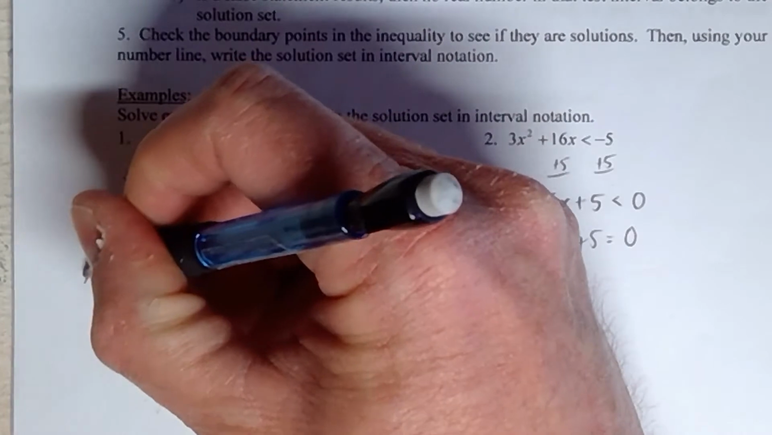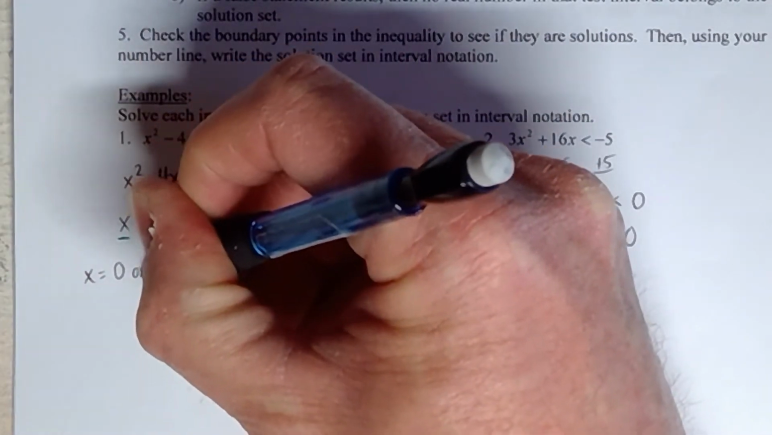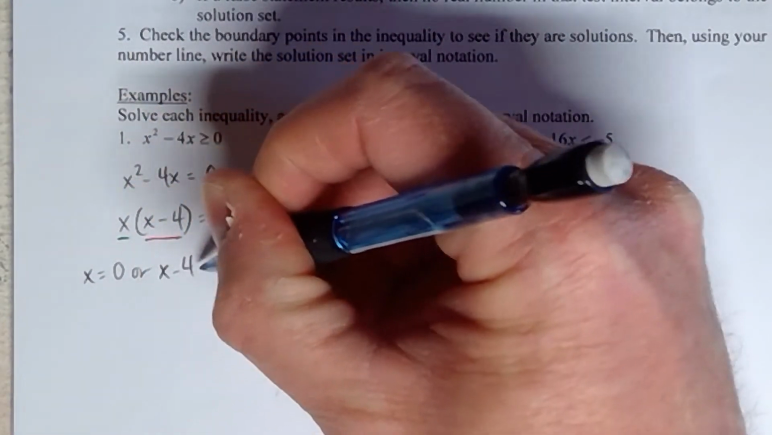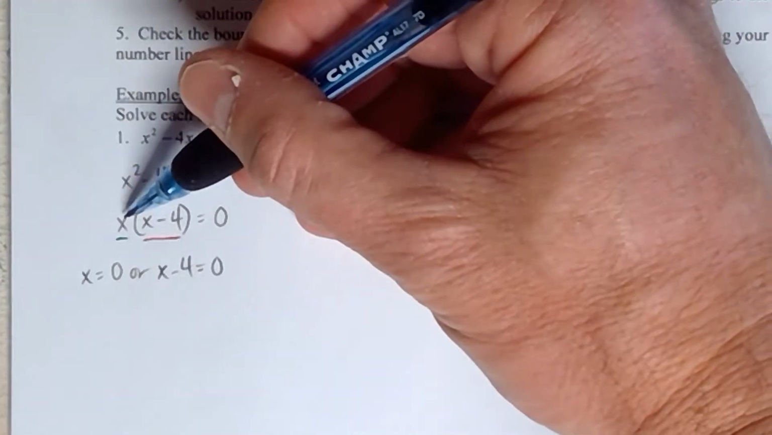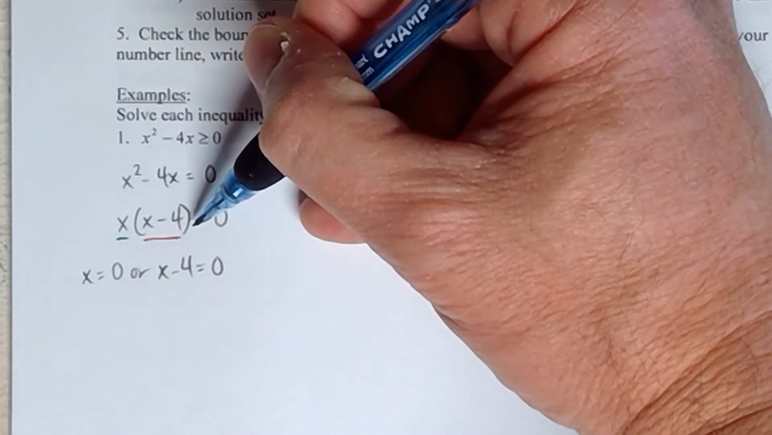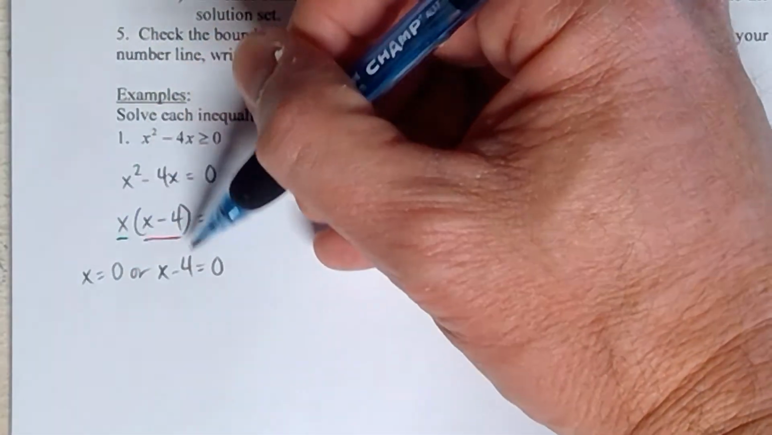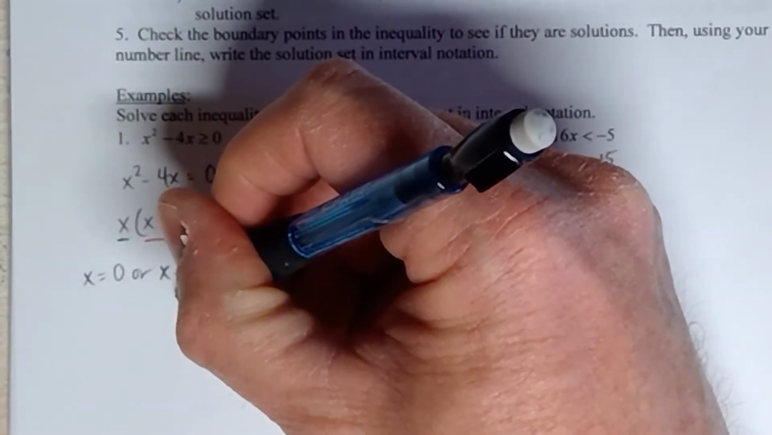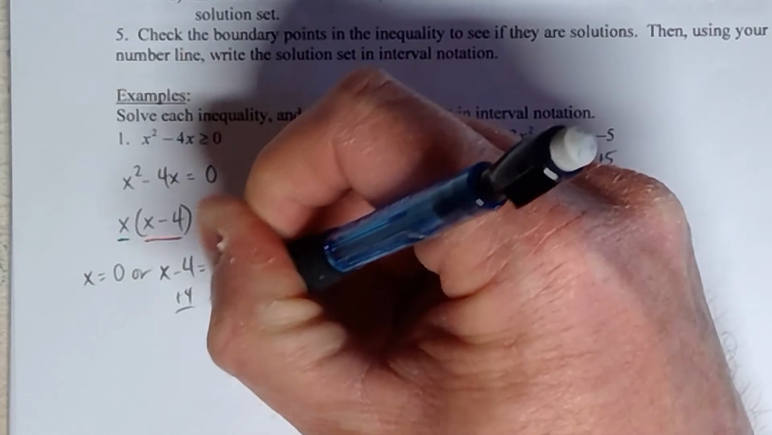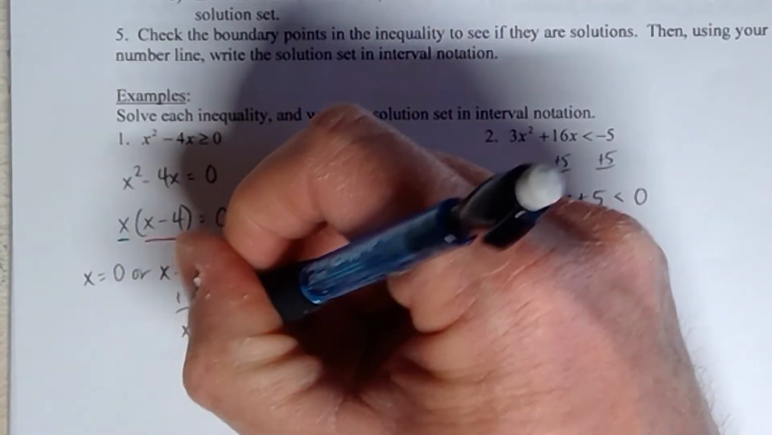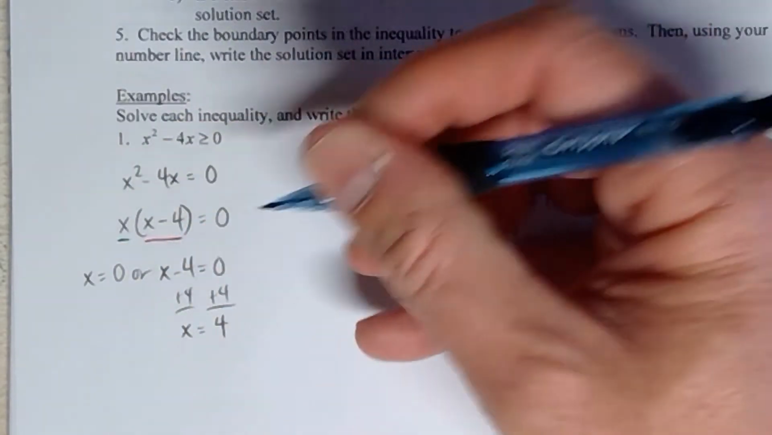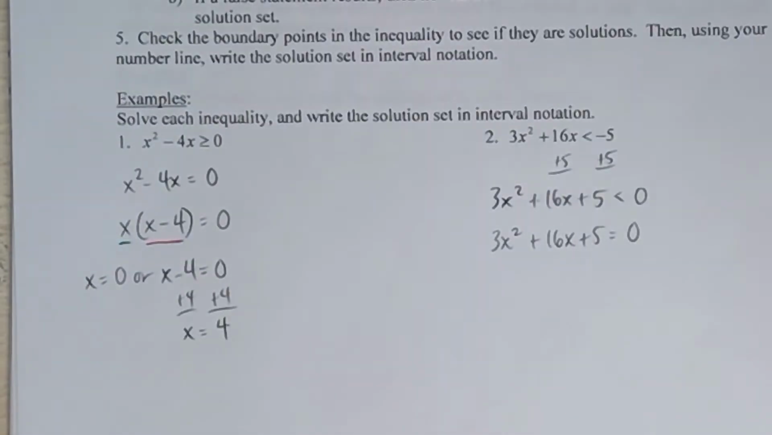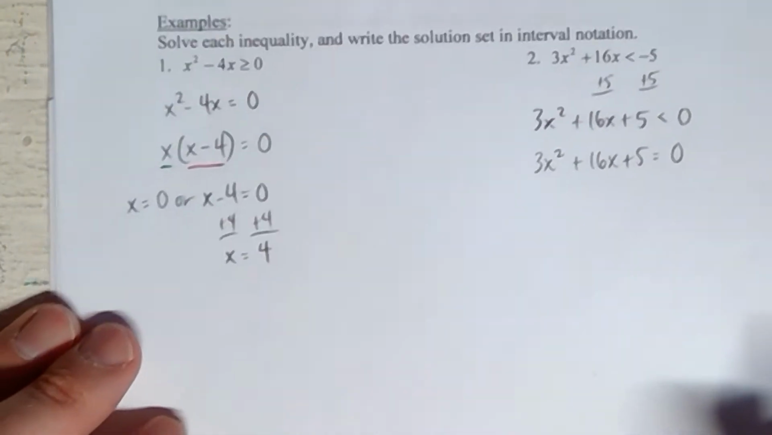So that means that we set each factor equal to 0 there. Whenever you have a single term times a bracket, you set those two things equal to 0, just like I did. You then solve those equations. The x equal to 0 is already solved for because x is by itself. The x minus 4, I need to move over the 4. So we got two answers, 0 and 4.